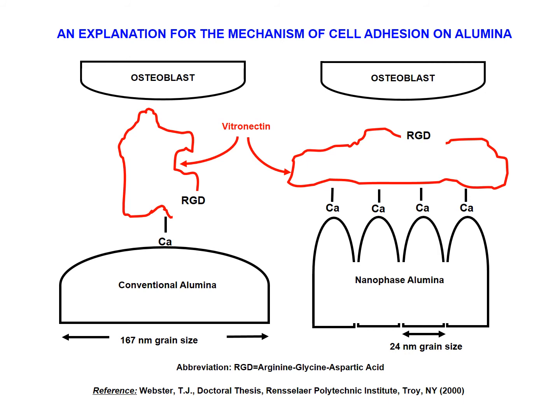In contrast, when vitronectin interacts with the nanophase alumina, the conformation of the protein, this particular spreading out and opening up, exposes the RGD domains and makes it much easier for the coming cell, the osteoblast, to interact with that domain. That perhaps explains why osteoblasts preferentially adhere in larger numbers with nanostructure versus the conventional alumina.